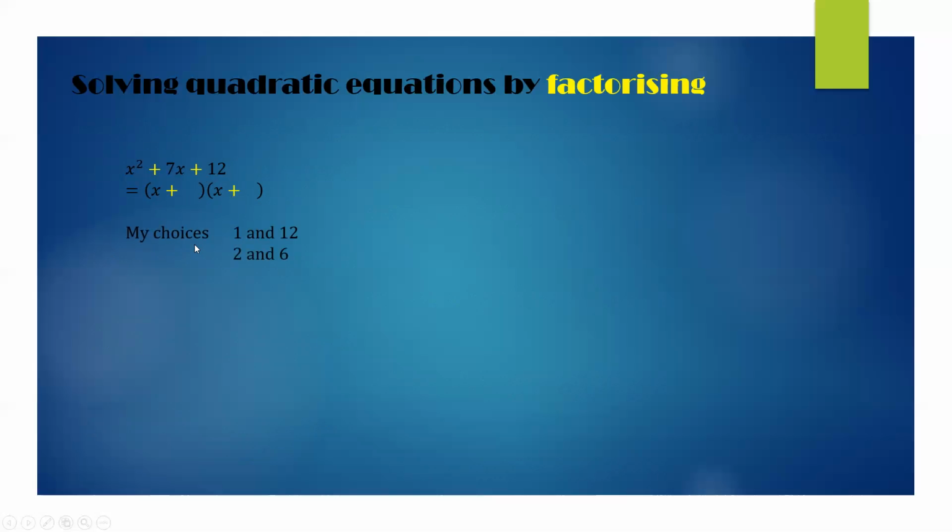So my choices, you can see I have many. I can do 1 times 12, I get 12. 2 times 6 also gets 12. 3 times 4 also gets 12. But because this one is plus and plus, you can see this plus 7 must be from 3 and 4. You cannot have 2 and 6, you get 8. This one plus together, you get 13. So it's not the answer. So this one must be from 3 and 4. So that's why I know I need to put 3 and 4 inside these two as the answer.